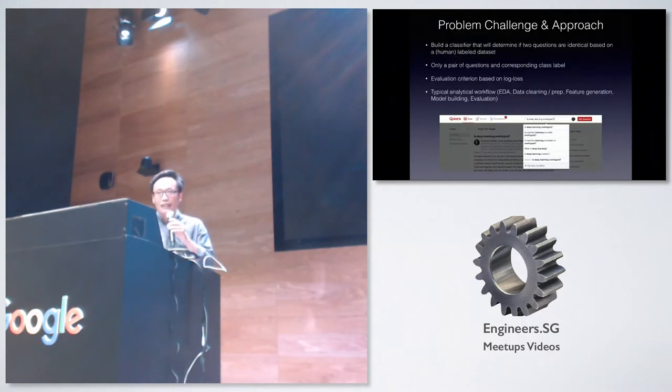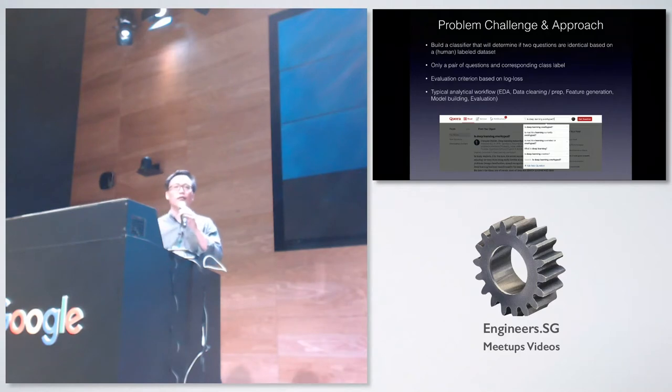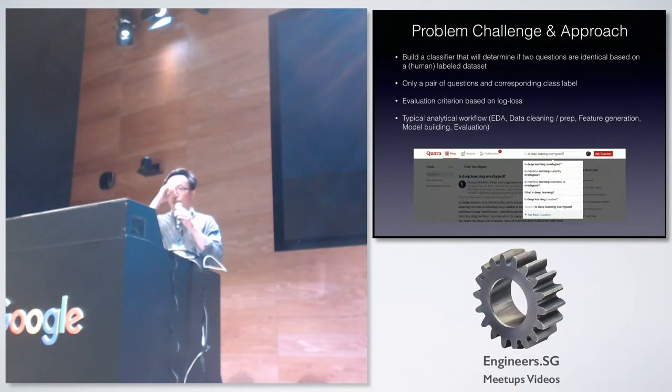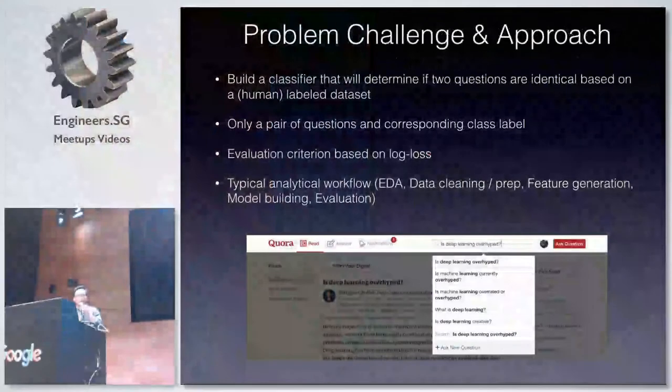So it's going to be a short one, so I'm just going to plow through, and then we can ask questions later. So basically the problem, challenge, and approach is to build a classifier that will determine if two questions are identical. And the key thing is that this labeled data set is a human labeled data set, right? Which also means that there's a bit of background human judgment behind that. So the data set came only with a pair of questions and the corresponding class labels, and the evaluation criteria was based on log loss.